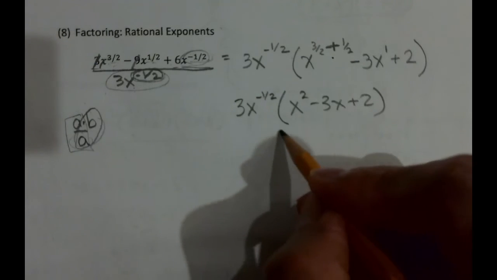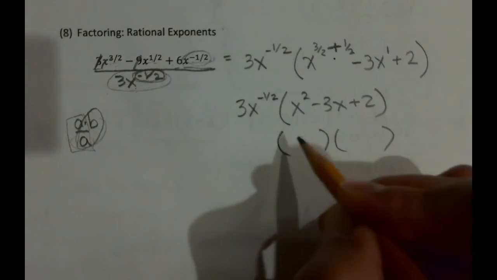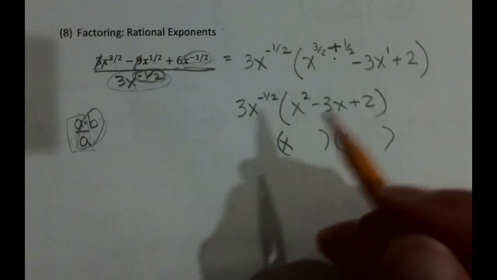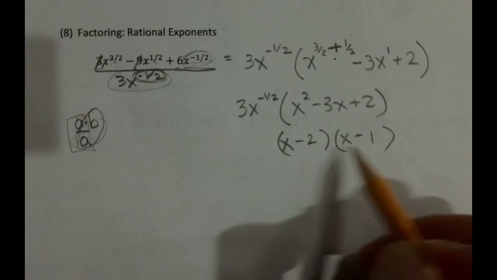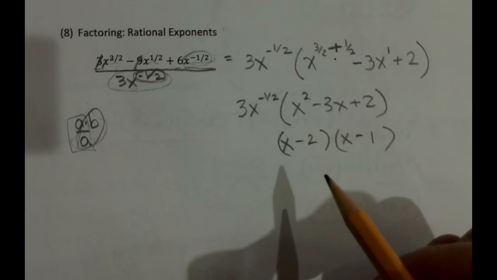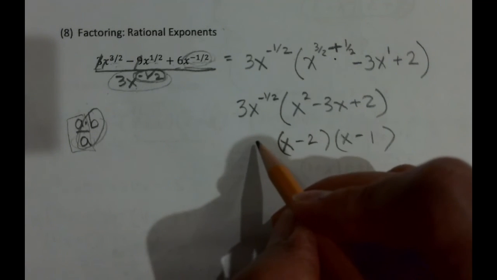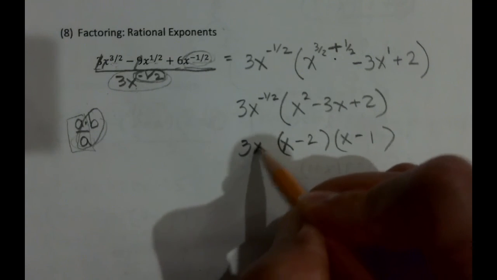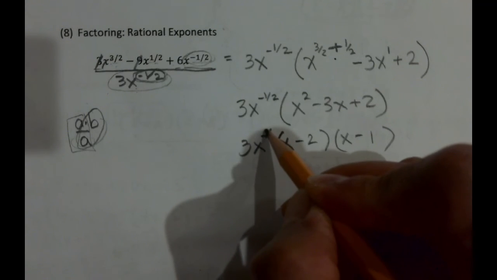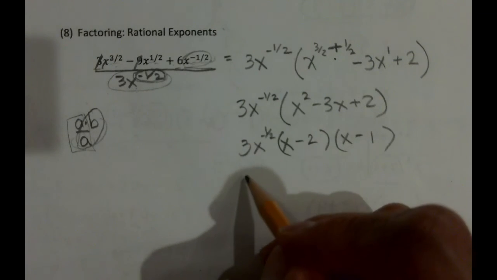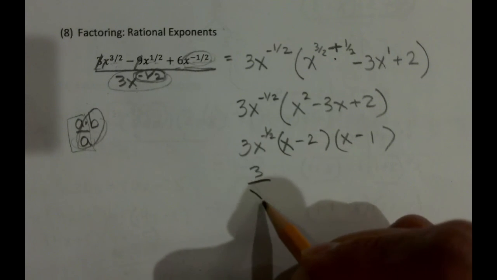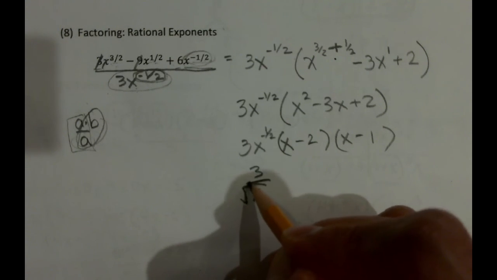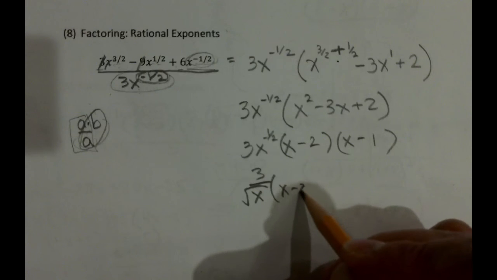And then you may realize, oh, I can factor this one. This is one of those that you can do by grouping, where minus 2 and minus 1 give me positive 2 and add up to minus 3. And then 3x to the negative 1/2 over here. You could write it as 3 over x to the 1/2, or even root x, whichever way.